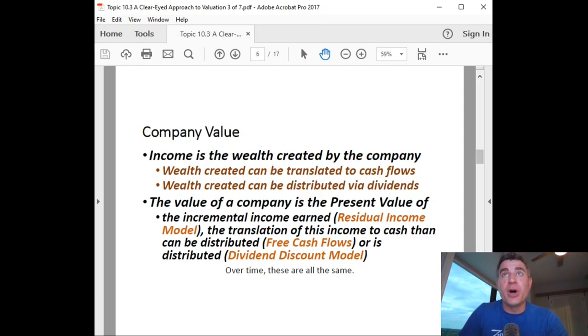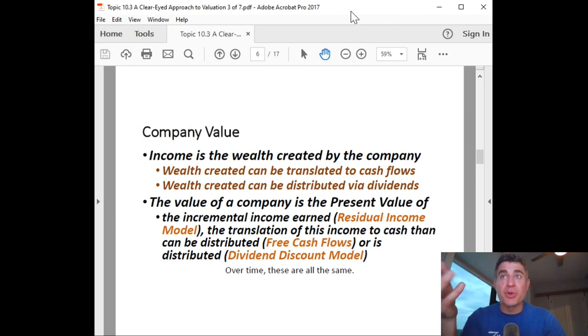All right, company value is what? Let's just give some perspectives on this. Income is the wealth. What is the idea of income? Income is wealth created by the company. Wealth can translate to cash flows, and then wealth can be distributed via dividends. So I want to be clear that that's the background of why the residual income, free cash flow, and dividend discount models would all give us the same answer.